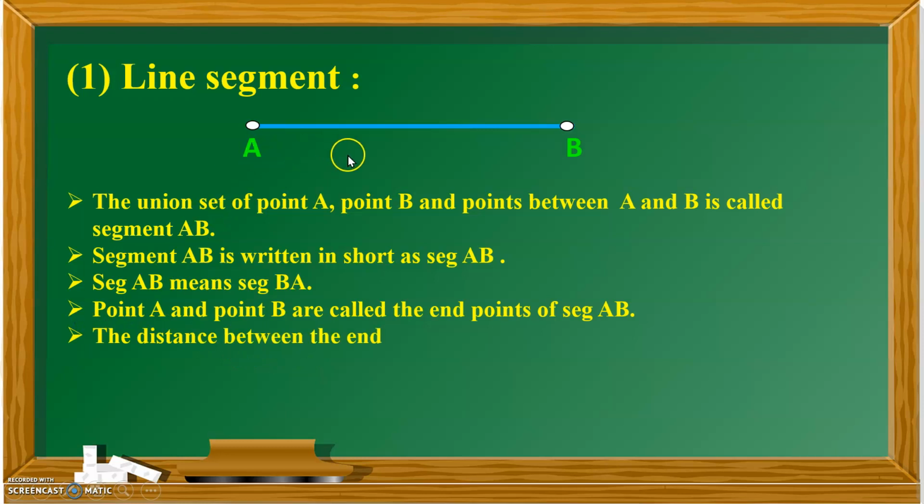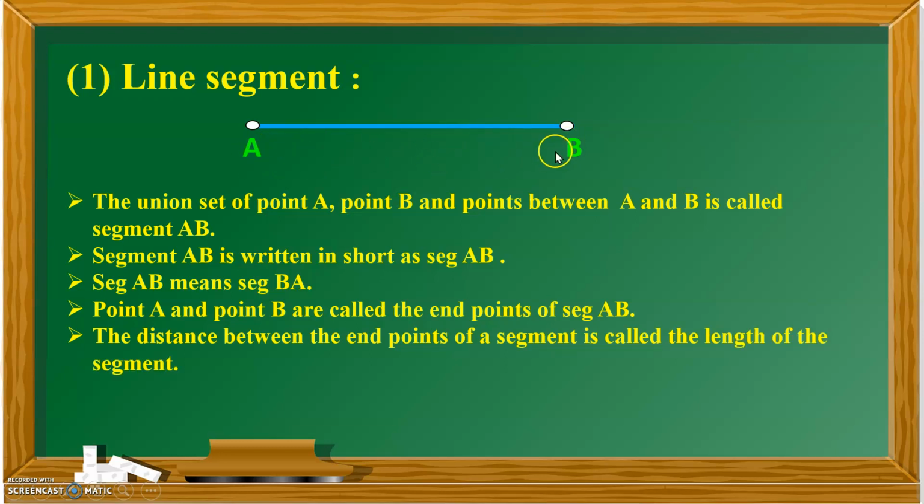The distance between the endpoints of a segment is called the length of the segment. That means if I want to find the length of segment AB, what do I have to do? I have to find the distance between point A and point B. And we have already learned how to find the distance between 2 points. So that means we can say that length AB is equal to distance between points A and B. Length AB is also written as AB, only AB.